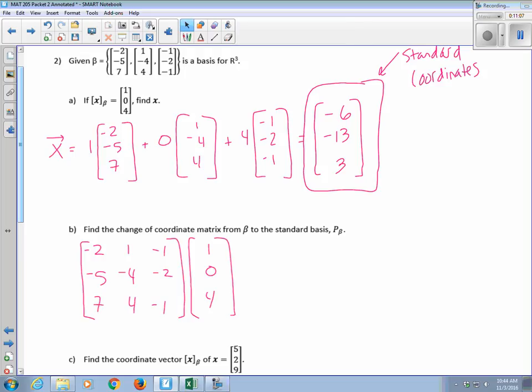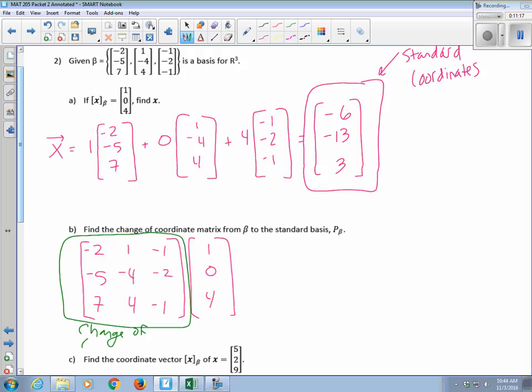So the matrix made up of the basis vectors, this is called your change of coordinates matrix. Because all you have to do is multiply by the matrix of weights and you get your weights for the standard basis.